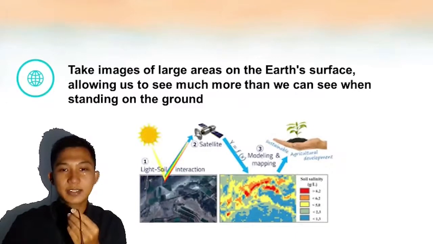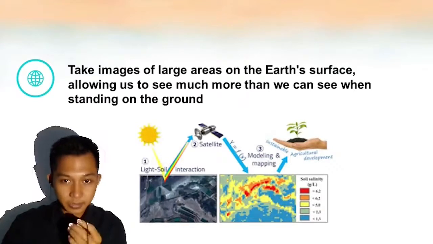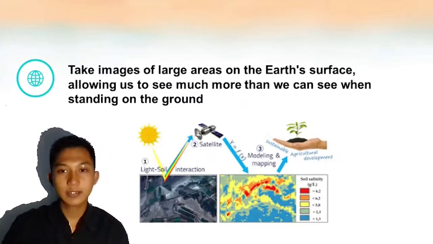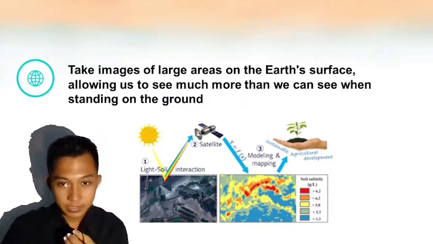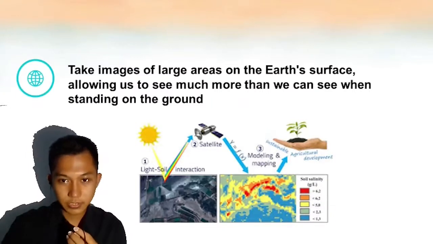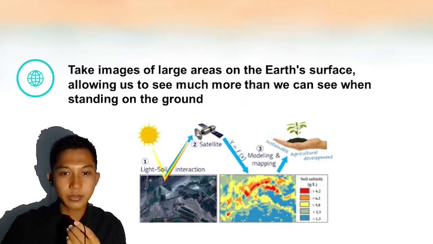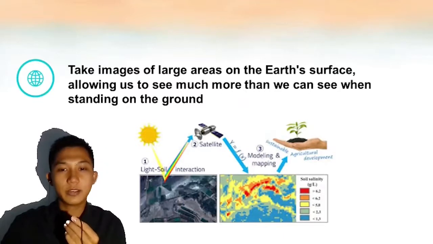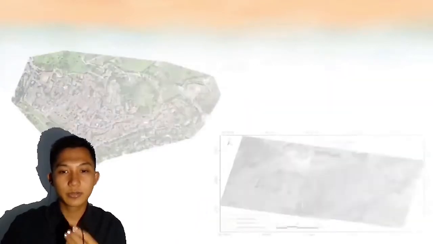The first is taking images of large areas on the Earth's surface. Remote sensing helps us see the surface of the Earth with a wide scope, wider than we can see from the ground. Remote sensing makes use of satellites in space to take photos of the Earth, which is a way to see the Earth's surface with a wide scope.